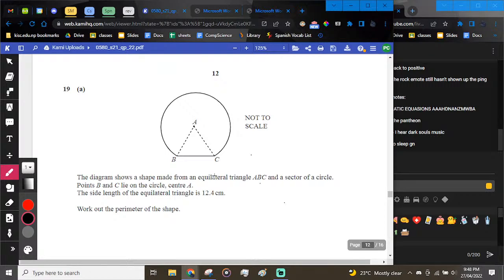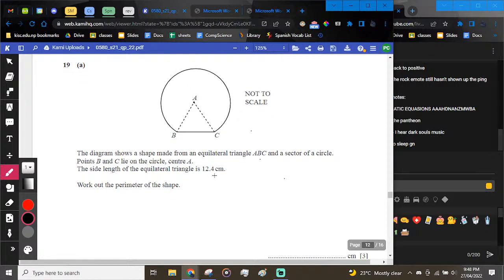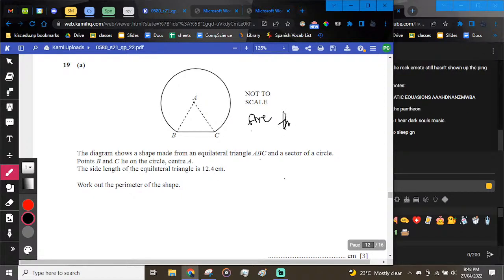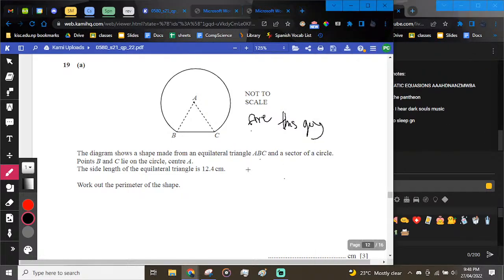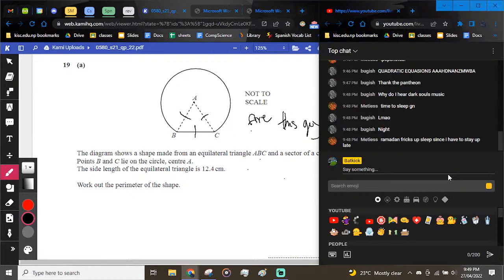A diagram is made. Who makes diagrams like these? Fire this guy. A diagram shows a shape made from an equilateral triangle. That tells us all of these three sides are equal.